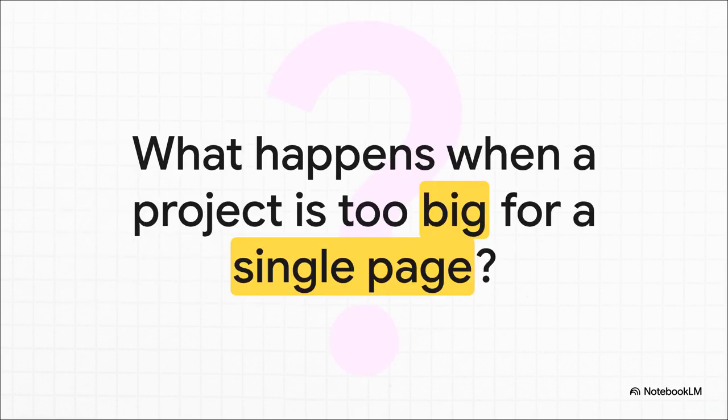So net labels are fantastic for a single page. But let's be real, modern projects, we're talking a whole computer, a complex sensor system, they are way, way too big for one sheet of paper. So what do you do then?